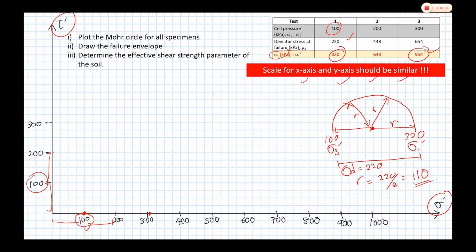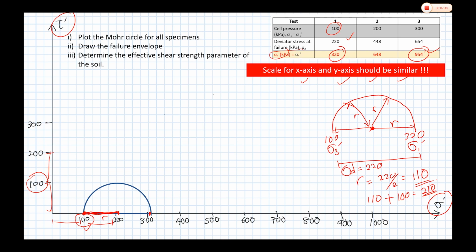To get the center of the circle, you need to add 110 to the beginning of the circle, which is 100. So you will have 210. This is the center of the circle, somewhere here. By knowing the center of the circle, you know the radius. So using your compasses, the set of the jangka lukis, you mark here, and then set the opening according to the size R, the size of the radius, and then you can simply draw the Mohr circle.